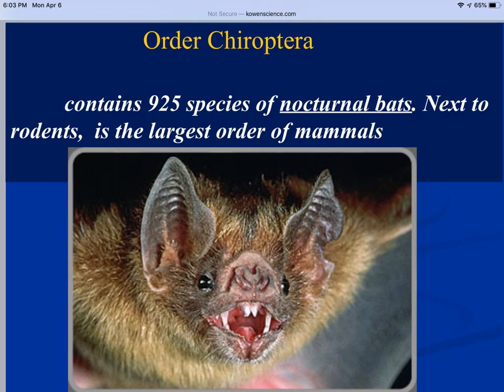So the order Chiroptera includes the bats. There are currently around 15 different species of bats that you can find in Tennessee. Next to rodents, this is the largest order of mammals with over 925 species.